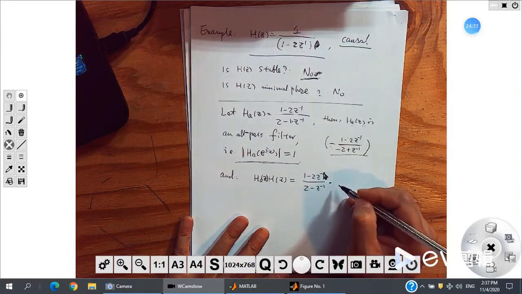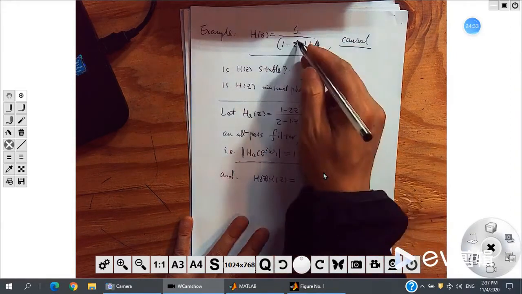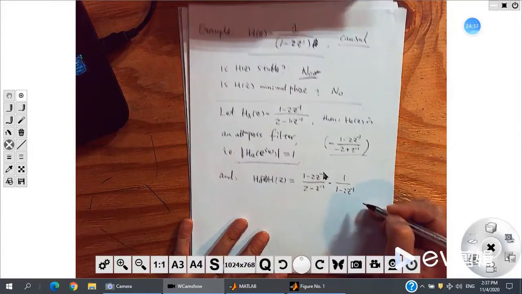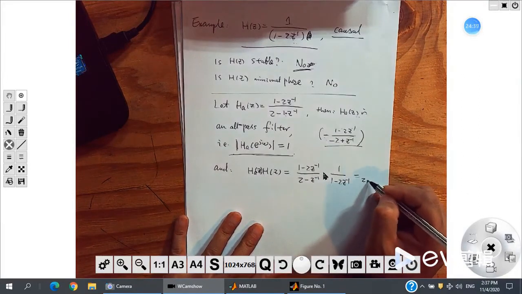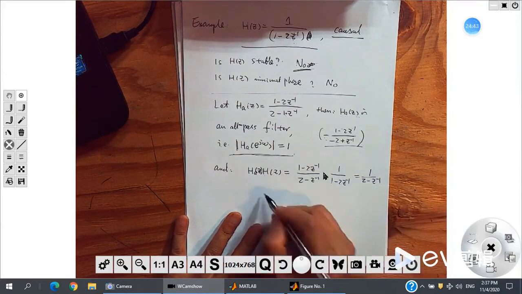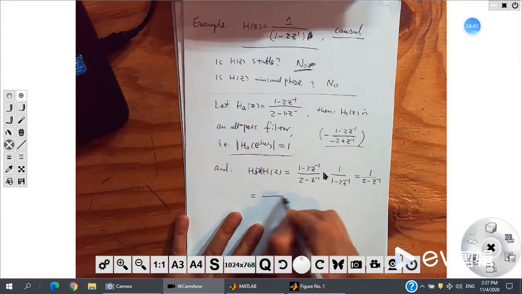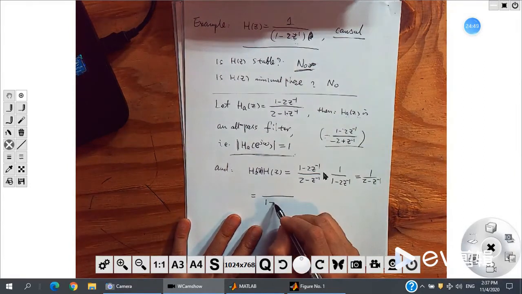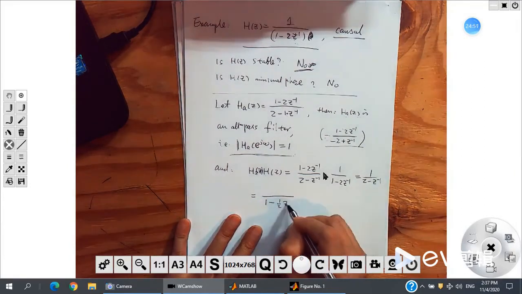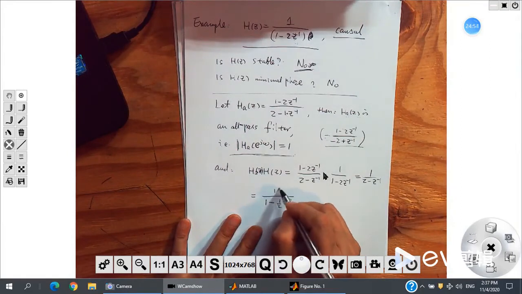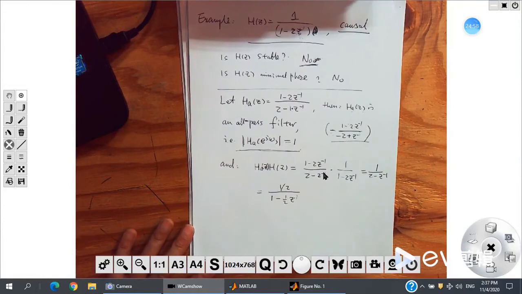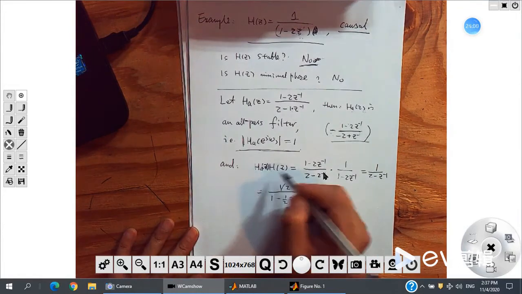And H is given: 1 over 1 minus 2z to the negative 1. So this is 2 minus z to the negative 1 over it. You can write it as, if you want, just keep this 1, the 1 minus 1/2 z to the negative 1, and here is 1/2. You get this one. You get this one.